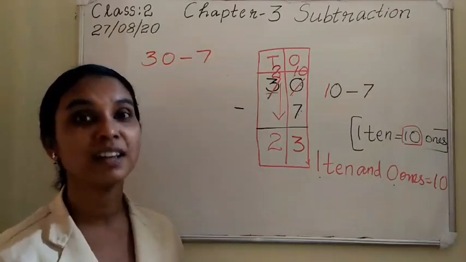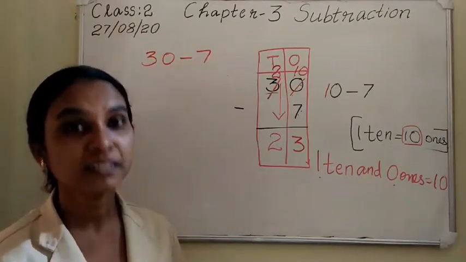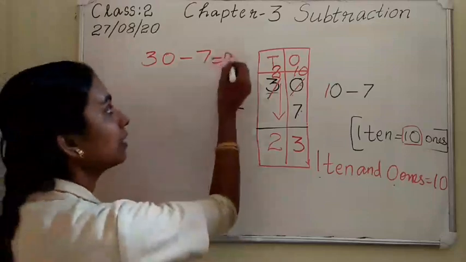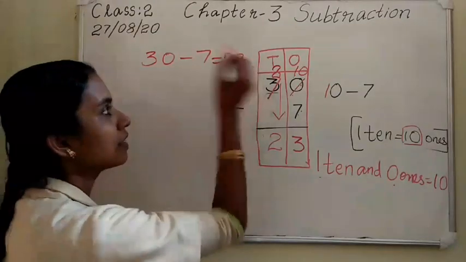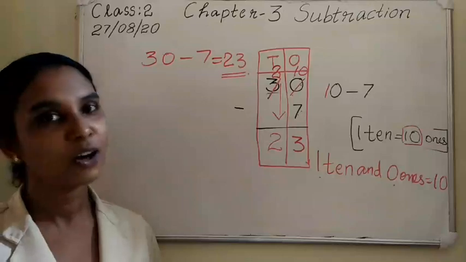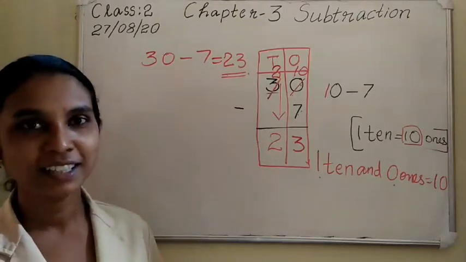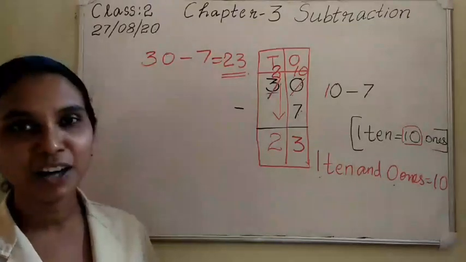So you can bring down this 2 and the difference is 23. How many balloons are left with me? 23. Did you all understand? Yes? Donald, did you get it? Yes? Is it easy now?